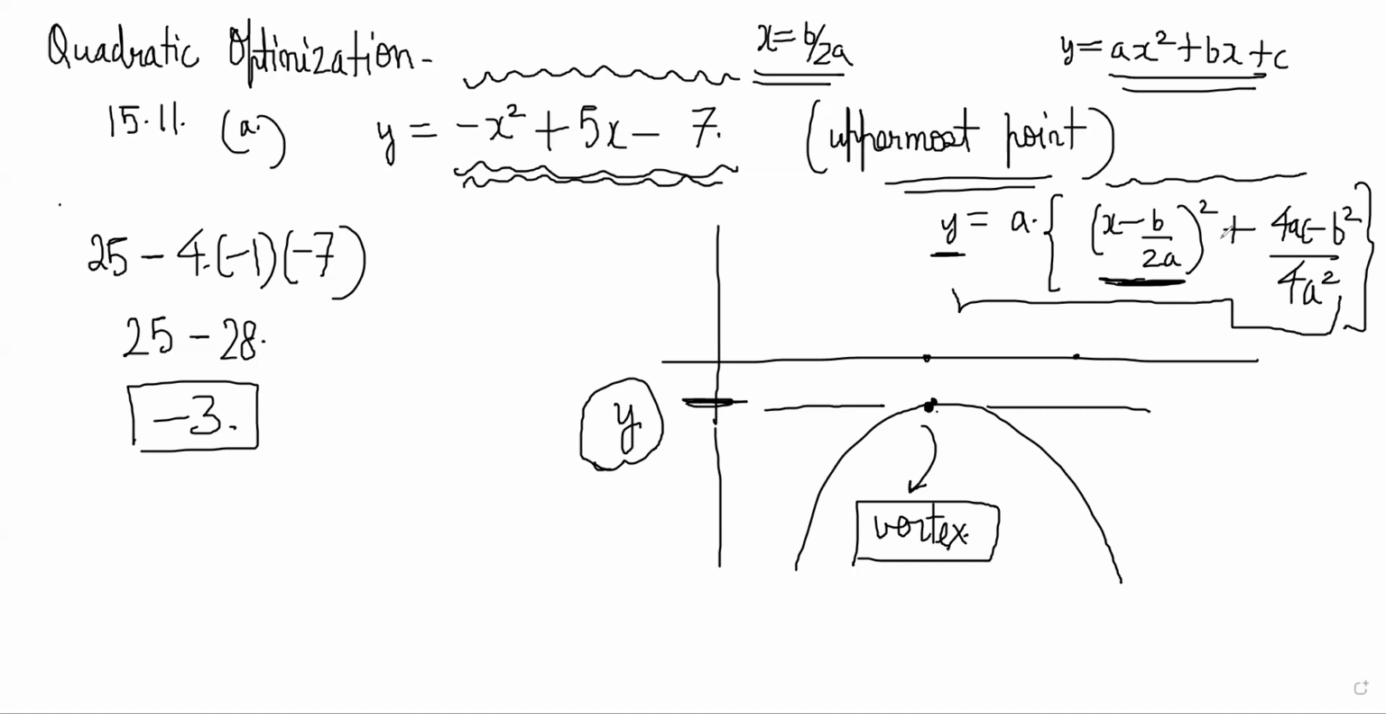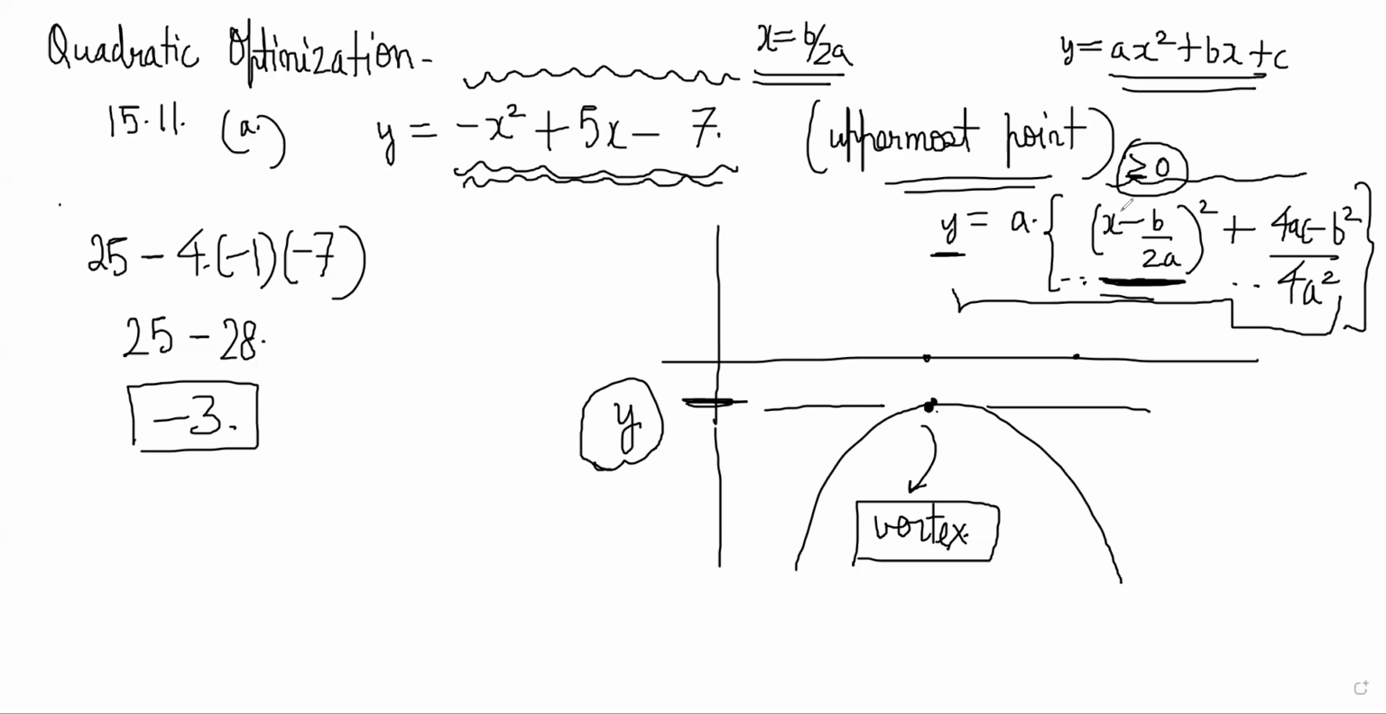this portion vanishes and the y value will be minimum, right? Because we know that this is a square, so this part is greater than or equal to 0. If x was not equal to b by 2a, the whole bracket will definitely be bigger than what it would be if x is equal to b by 2a, right?